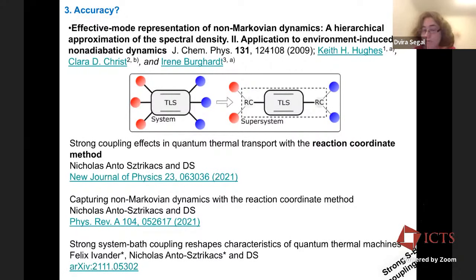It was explored before by Gernot Schaller, for example, Hassan Nazir, and others, with beautiful studies. Our contribution here has been to push it to look at quantum thermal machines, quantum transport and quantum thermal machines, because previously most of the effort was on the dynamics.